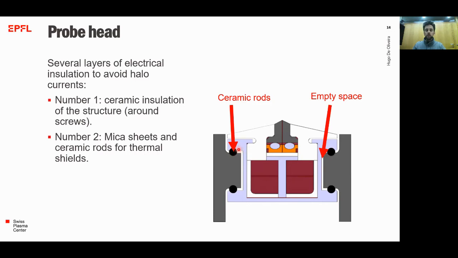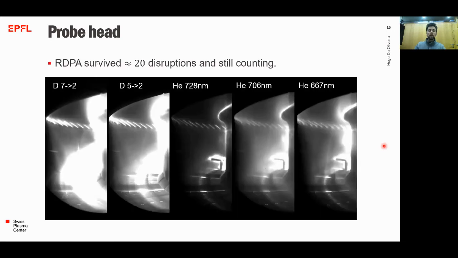And you can see here that the ceramic rods are the only contact point of the thermal shield to the structure. There is an empty space of about 1 millimeter here where the current cannot flow in the material. Thankfully, the diagnostic has survived more than 20 disruptions, and we are still counting up the number of events without any damage.